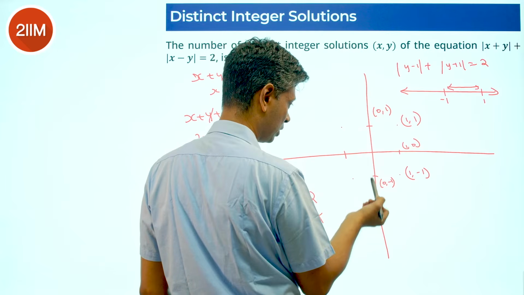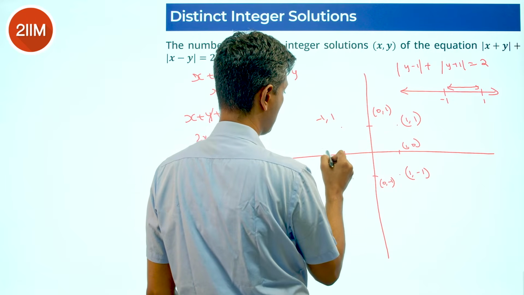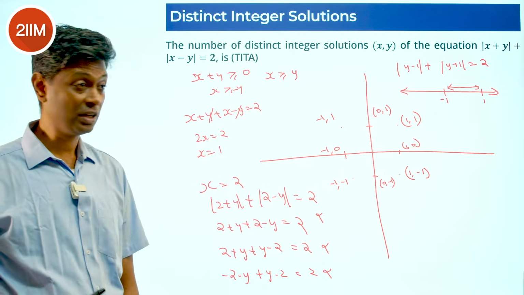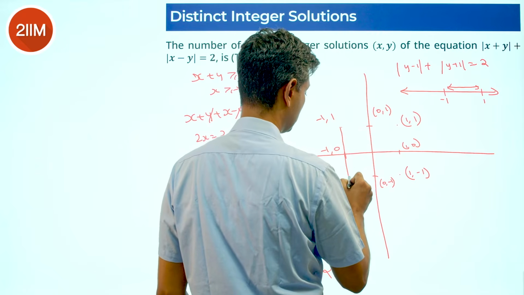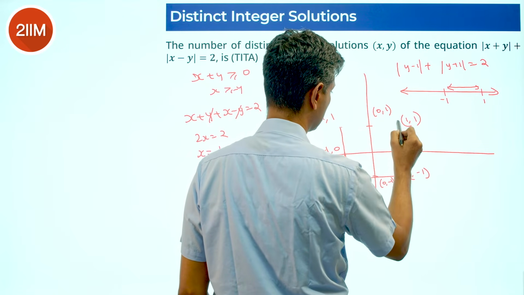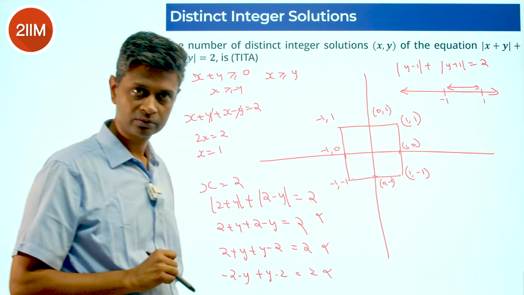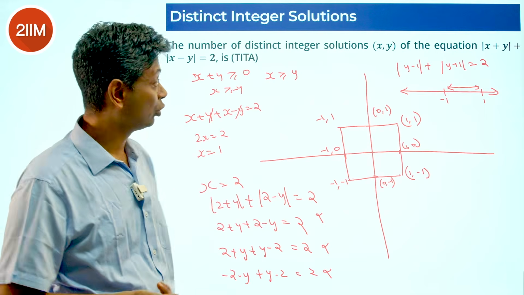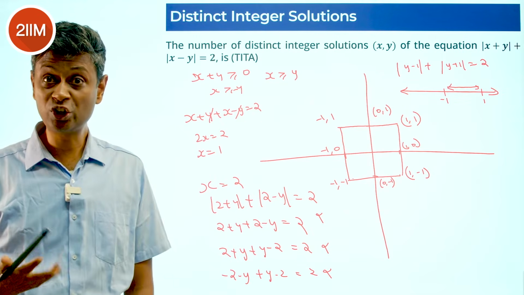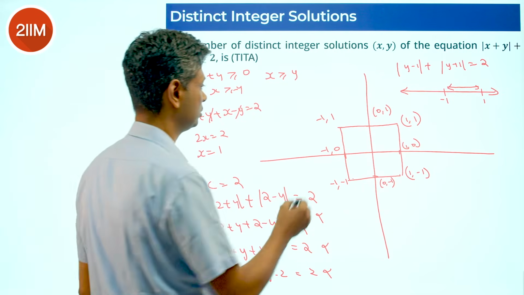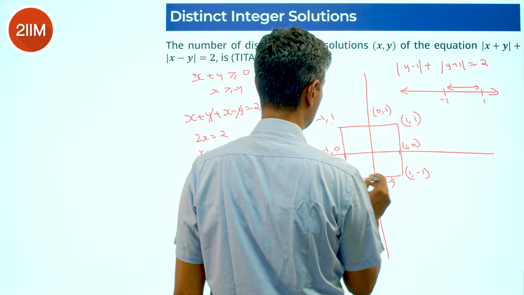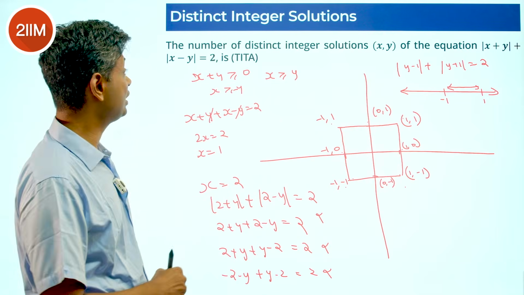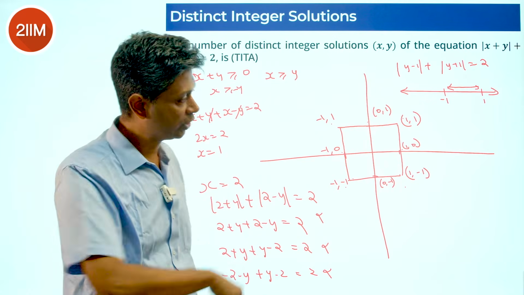Integer points, this and this will work. Think about minus 1 comma 1, minus 1 comma 0, minus 1 comma minus 1. Gut feel is this will work, this will work, this will work, this will work. All the points on the boundary should work, but I don't even need to verify that because the question says number of distinct integer solutions. So this is 1, 2, 3, 4, 5, 6, 7, 8. 8 set of values will work. So 8 integer solutions x, y exist for this set of equations too.